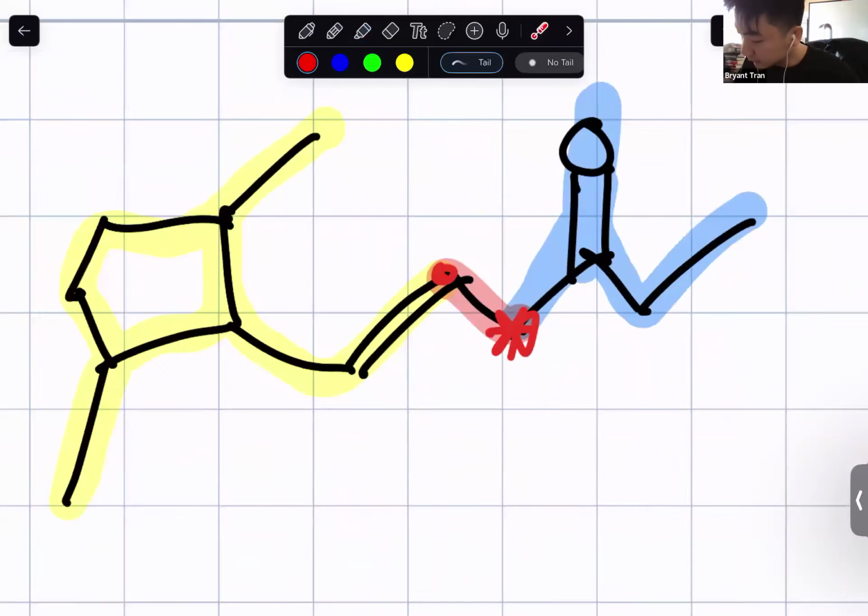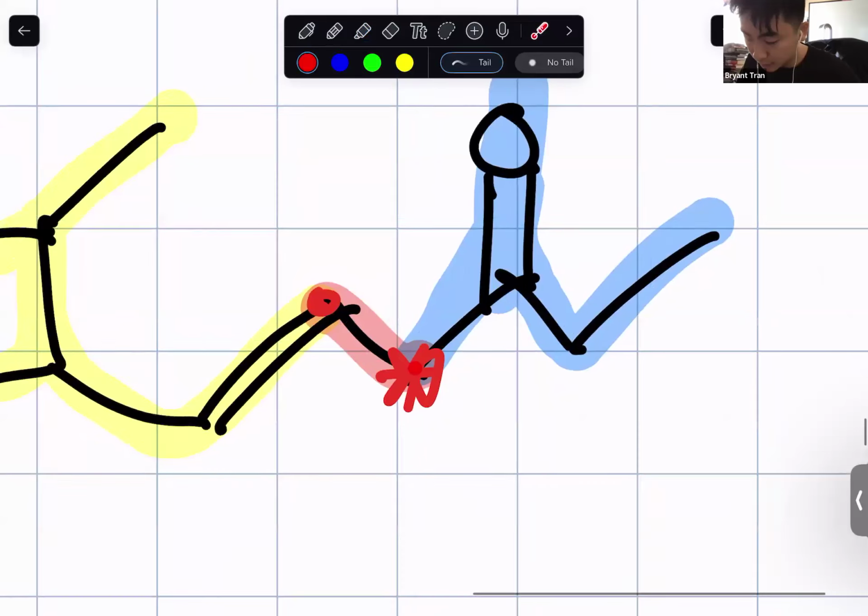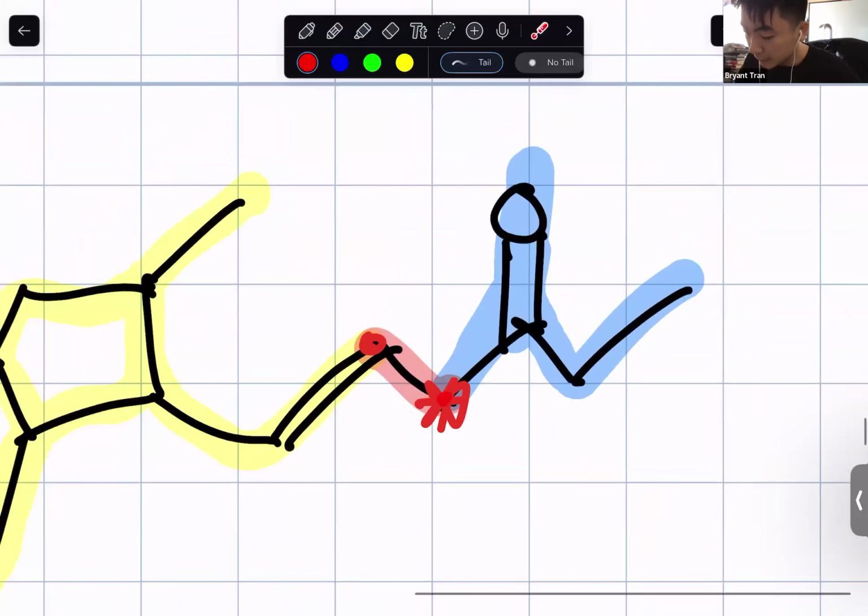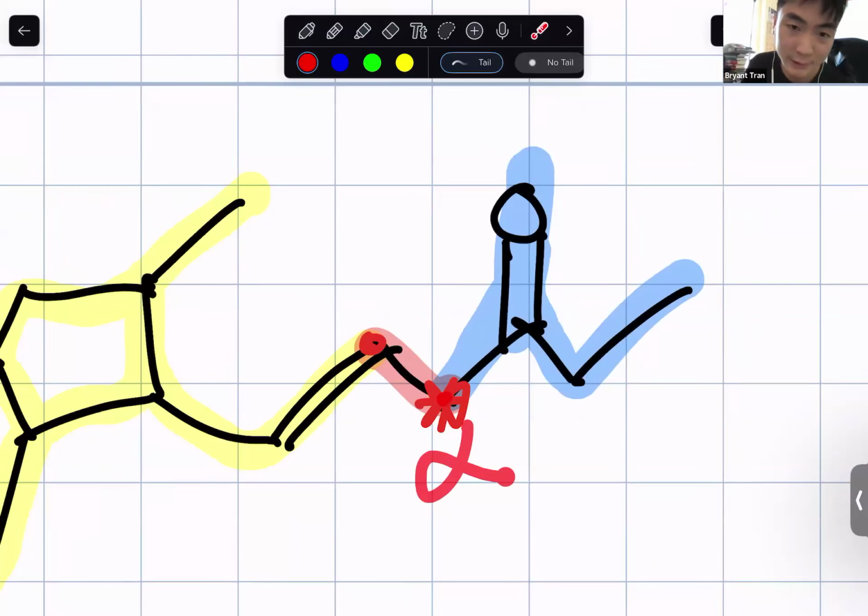If this is the star right here, aka the nucleophile, you notice how it's on the alpha carbon right there? This is going to go to chapter 18. Is it on the less or more substituted alpha carbon? Because there's two alpha carbons here.